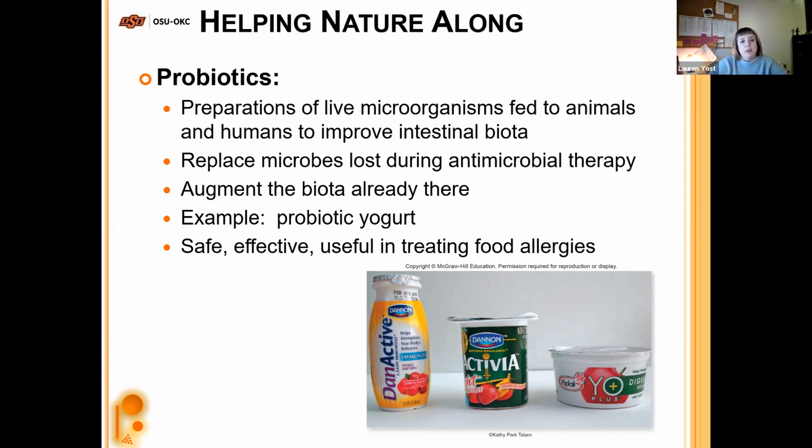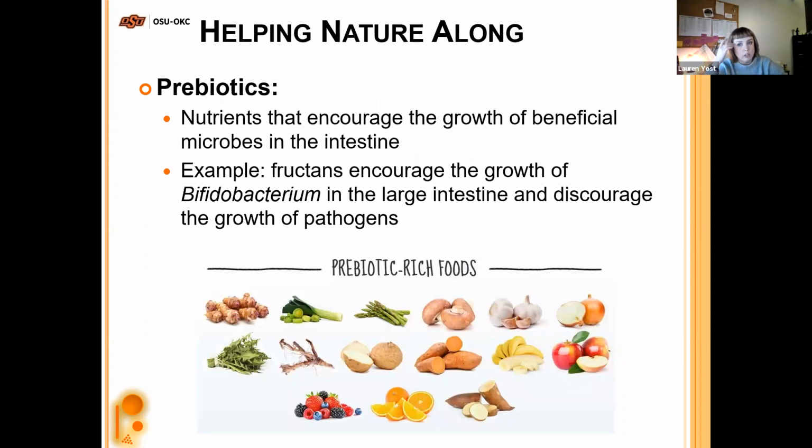So these will replace microbes that are lost during antimicrobial therapy. You can fill in the gaps of those seats where your normal microbiota would be sitting. When you take an antibiotic, it'll clear all that out, and you don't want bad guys to come sit in them. So now we can use these to help fill those seats and replace, and that'll also help out bacteria that are already there. We have probiotic yogurt and pills and all sorts of stuff like that. They're safe, they're effective, and they're useful in treating some food allergies as well because they're helping train your digestive tract, which is true.